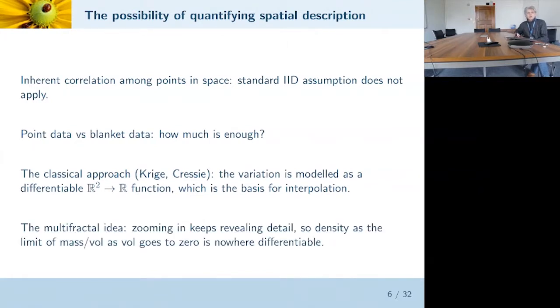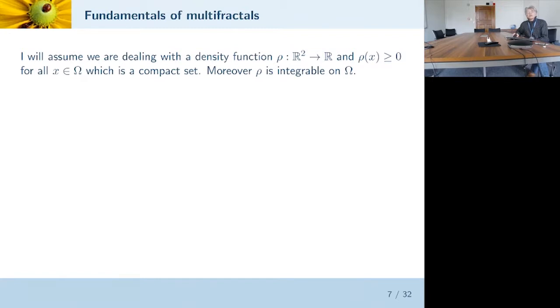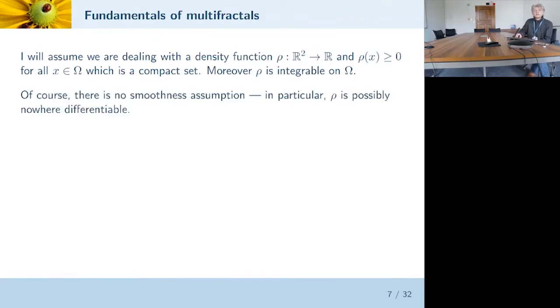So the multifractal idea is completely different. Instead of a differentiable function, we have a function that's nowhere differentiable. So the density function is actually a nowhere differentiable function, and there's very little more to the idea of multifractals than that. So we assume we have a density function rho from R2 to R on a compact set, and it's an integrable function. And there is no further assumption, in particular it's not assumed to be smooth.